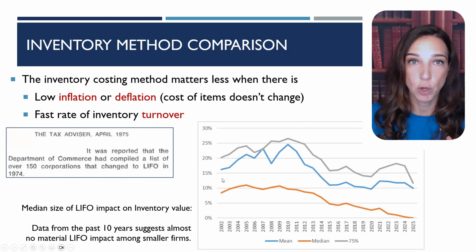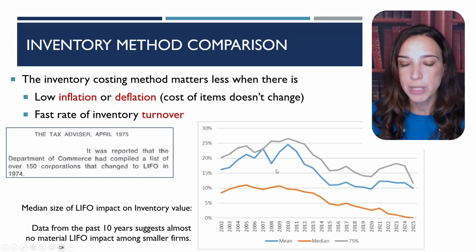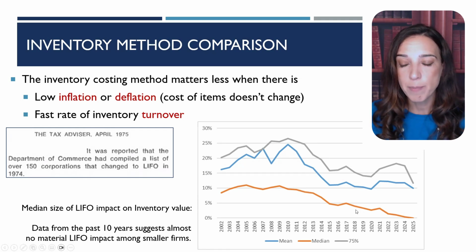So if you have a firm that is a LIFO firm and they do disclose how they would have looked like a FIFO firm, so kind of what's the impact of how their asset would have been if they were a FIFO firm, we see a pretty significant difference in terms of the mean, 15 to 20% of the asset value on the balance sheet would have been different. In terms of the median, still, their asset value would have been different by 10%. That's not insignificant. But in the past 10 years, that has been going down over time.